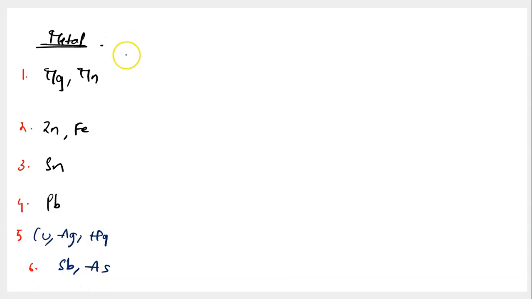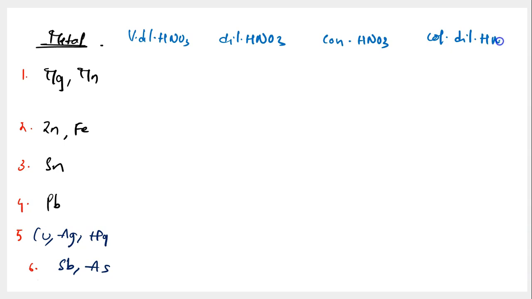And at the top of the table, I'm considering very dilute nitric acid in the first column, followed by dilute nitric acid, and then the third column is concentrated nitric acid, and then the last column is cold dilute nitric acid. The reason I'm placing it at the end is all the metals cannot react with cold dilute nitric acid. There's only one reaction that we are going to look at in this category, so I placed it at the end.